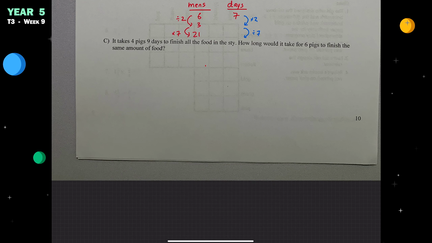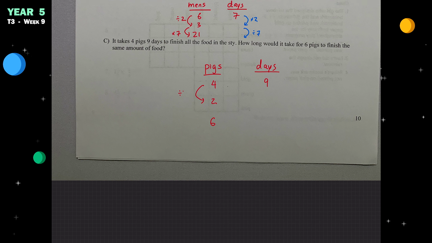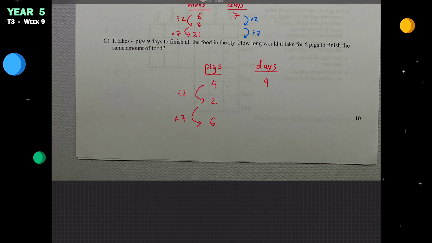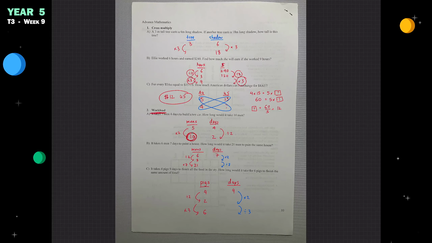Alright, next one is pigs. You're comparing the number of pigs and the number of days. If it took 4 pigs 9 days, how long would it take 6 pigs? I can't go from 4 to 6 straight away, so I'll go from 4 to 2. I divide by 2, and then I times by 3. And now, because this is workload, I do the reverse. I'm going to times it by 2, and then divide it by 3. And you can get the answer for those yourself.